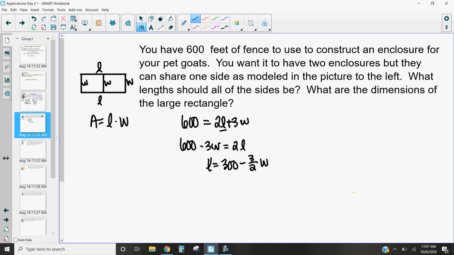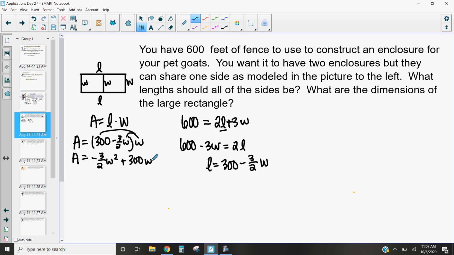So that's what length is. Now let's substitute it into our area equation here. So our area can be represented as 300 minus 3/2 times our width, times the width. So an equation that represents the area of this enclosure can be, I'm going to multiply this in, and I'm going to write it in standard form. So I'm going to start with this piece. Negative 3/2 w squared plus 300 w.